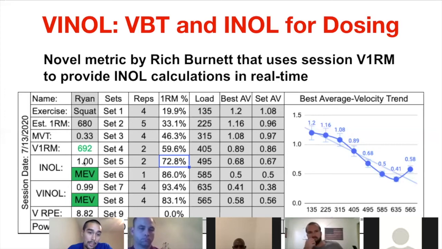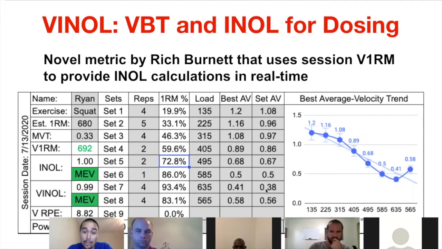INOL has no knowledge of the quality of each rep, the velocity of the rep, but the VINOL does. And this is pretty spot on. It's also giving a velocity-based RPE, which is kind of cool. And so he ends up going through this whole session and doing a really good job. He hits all his reps. He hits 635 for 4, which us normal human beings couldn't do that very well.